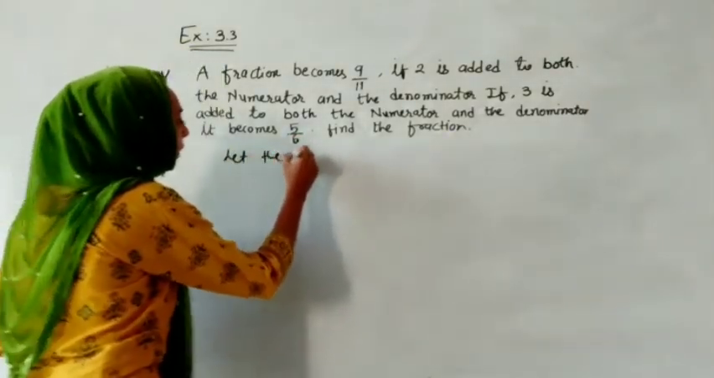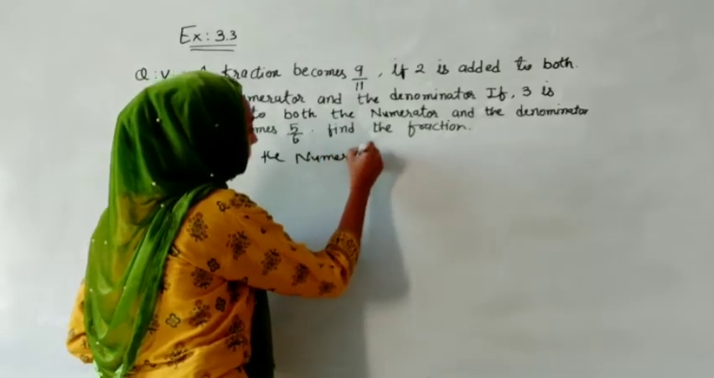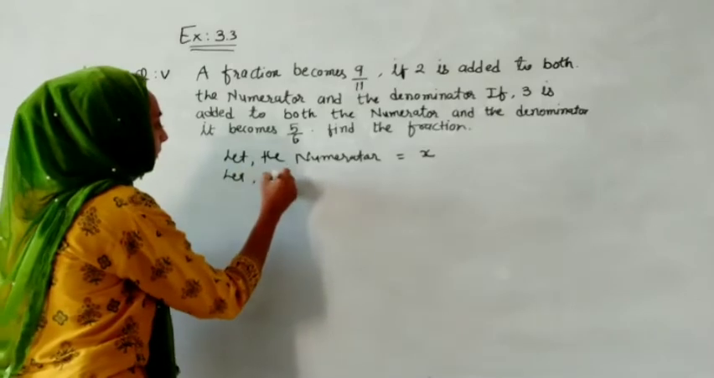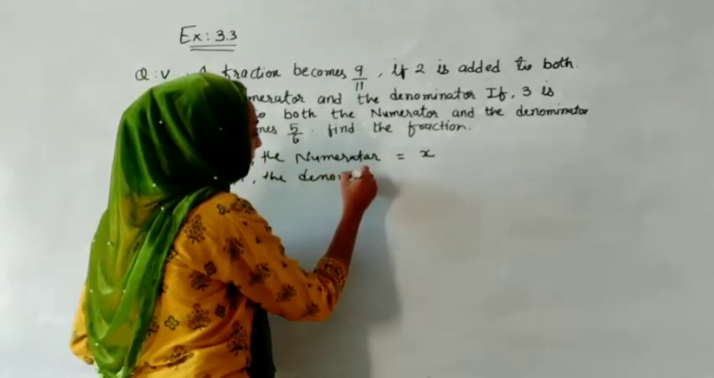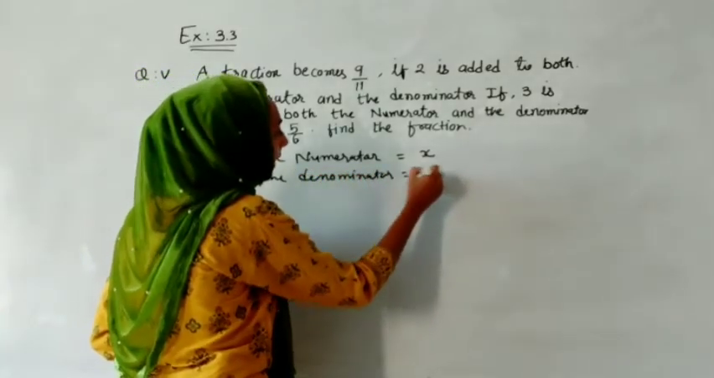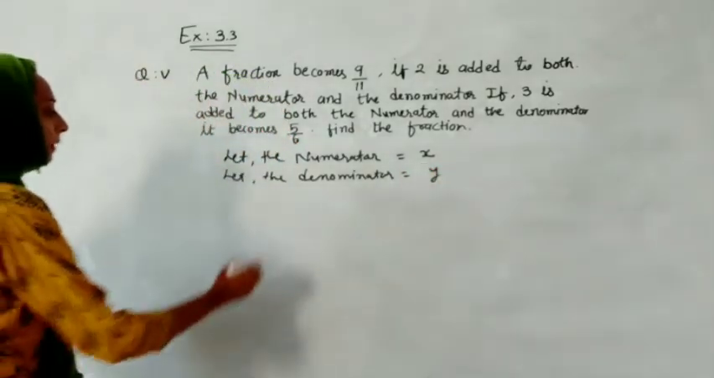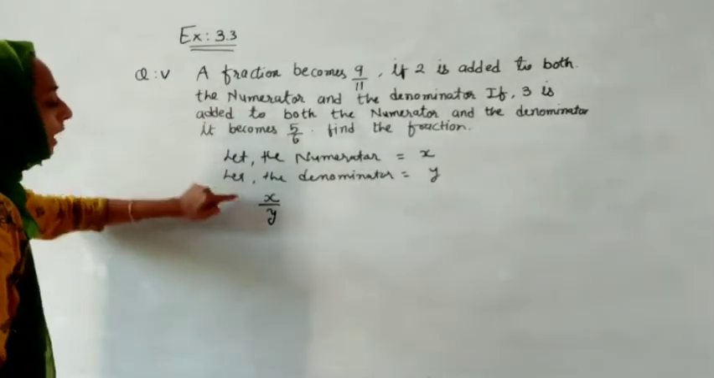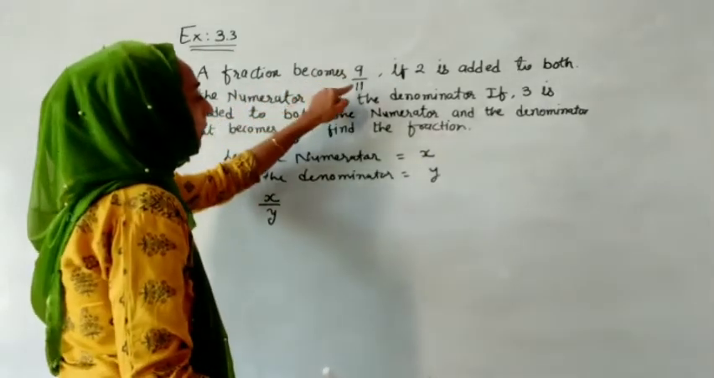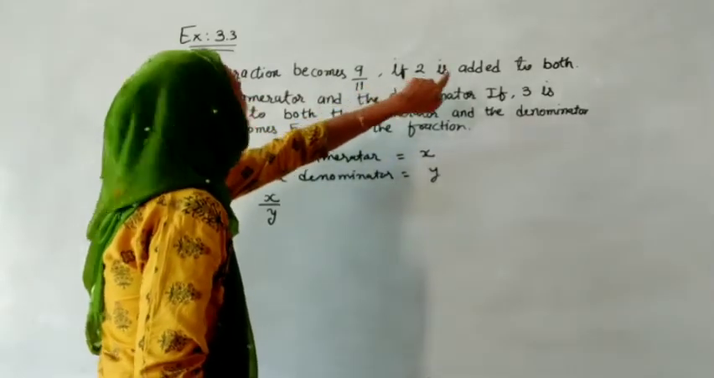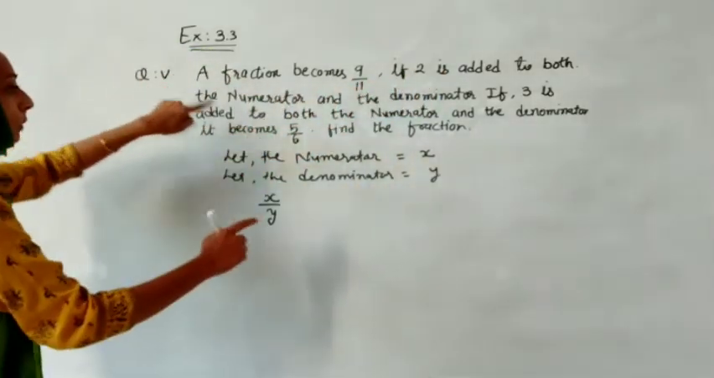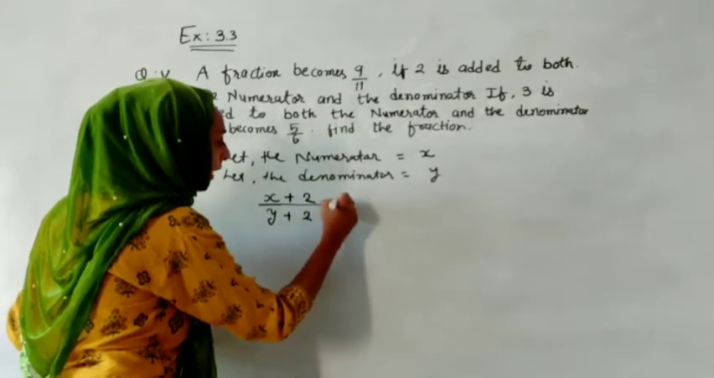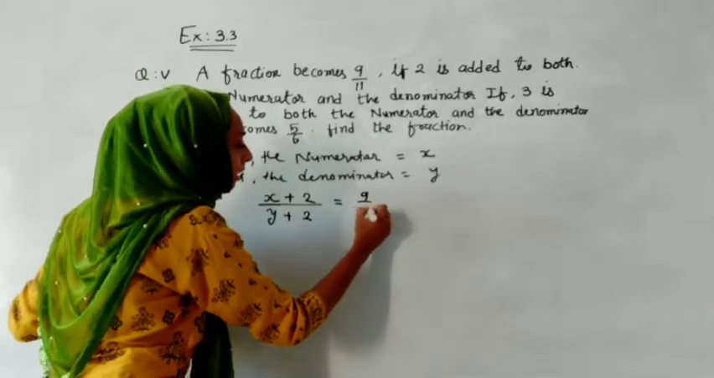Let the numerator be x and let the denominator be y. And what is happening: this fraction will become 9 by 11 only when we are adding 2 to both the numerator and denominator. That is, if we add 2 here and 2 here, then only the fraction will become this.